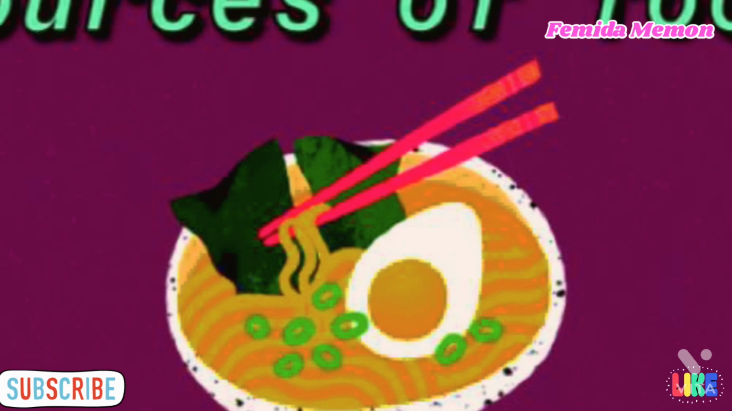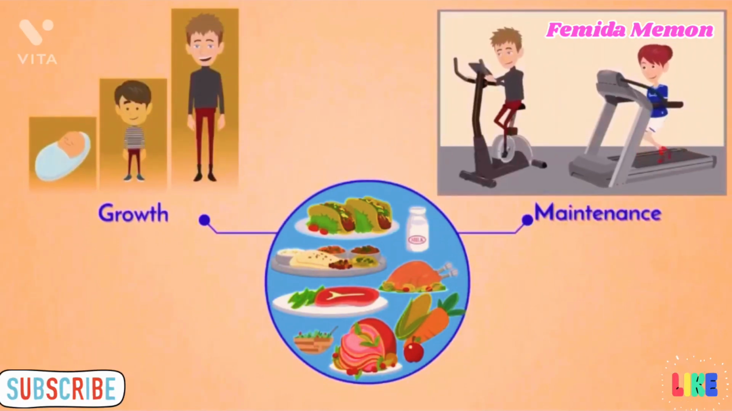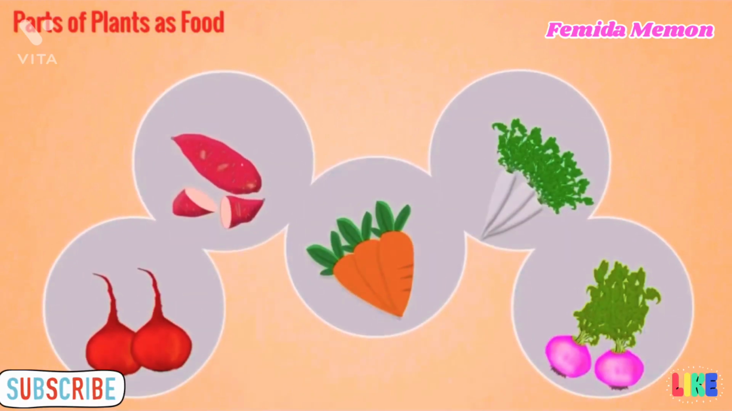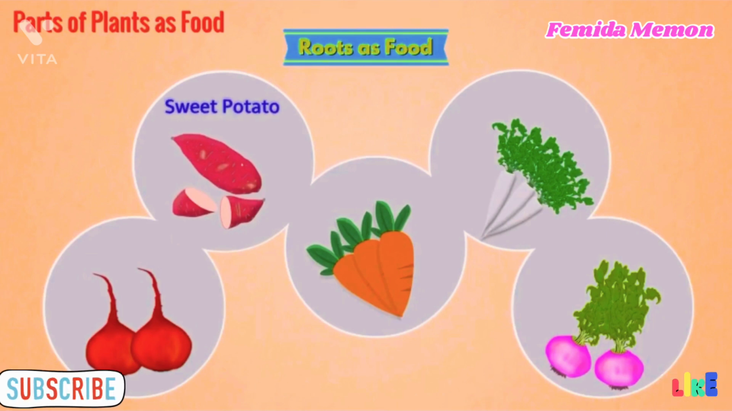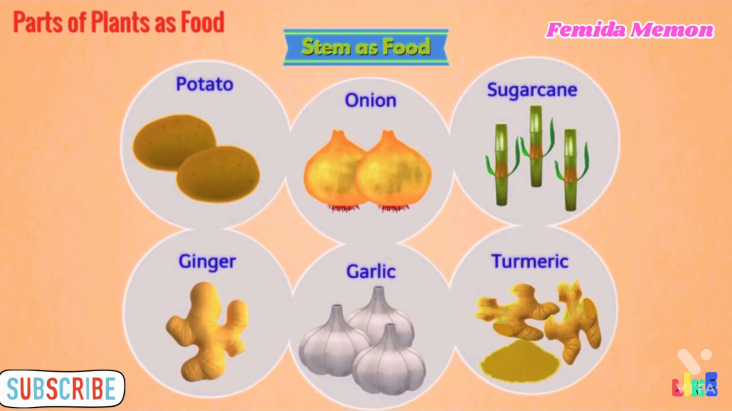Sources of food. Food is necessary for the growth and maintenance of our body. We obtain food from plants and animals. We use different parts of the plants as food. For example, we use roots of plants like sweet potato, carrot, radish, beetroot, turnip, etc. as food. We use stems of plants like potato, onion, sugarcane, ginger, garlic, turmeric, etc. as food.